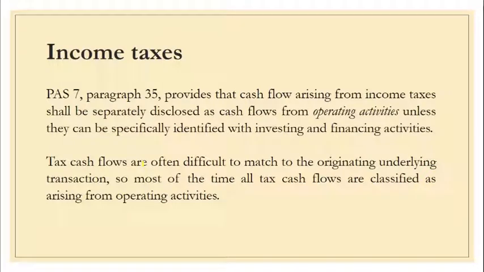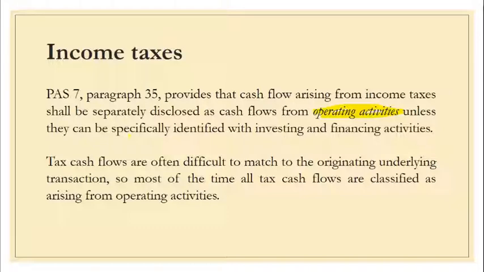Next issue is on income taxes. So, PAS 7, paragraph 35 provides that cash flows arising from income taxes shall be separately disclosed as cash flows from operating activities unless they can be specifically identified with investing and financing activities. So tax cash flows are often difficult to match to the originating underlying transactions. So most of the time, all tax cash flows are classified as arising from operating activities. So, the default is operating activities.